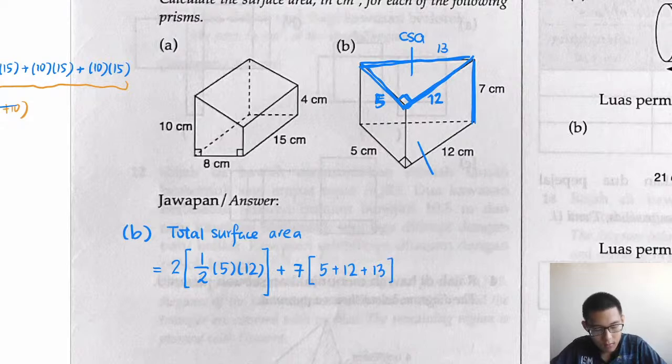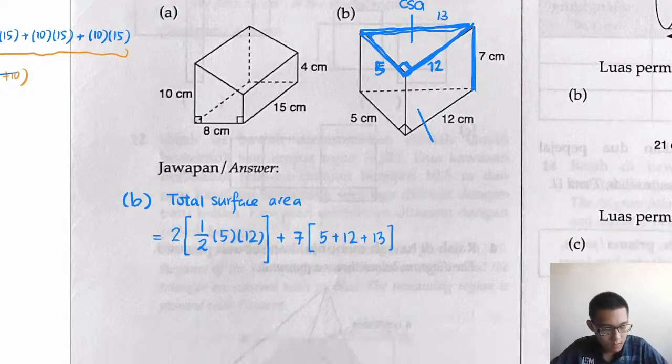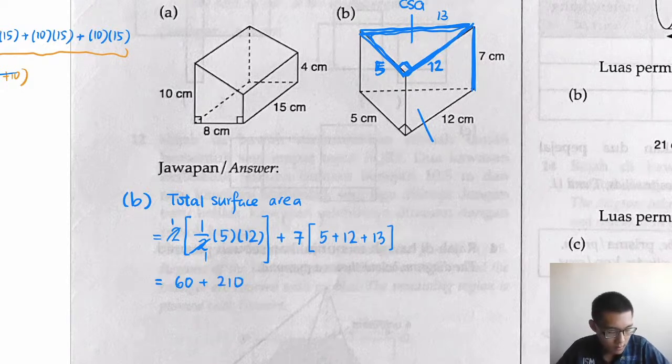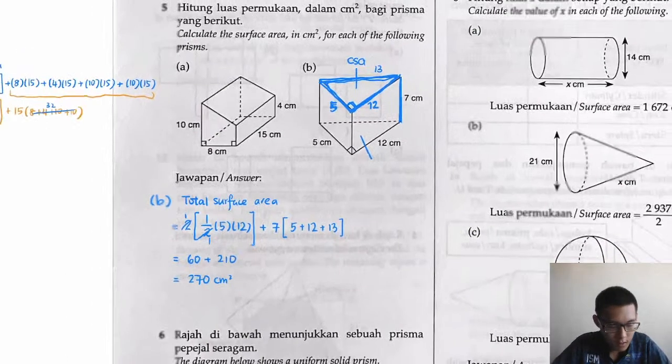Okay, can you see this one, the sum of these three sides? So we just use it quickly, in a quick way. So half of 5 times 12 is 30, plus 5 plus 12 plus 13 is 30. 30 times 7, 210. So finally we get the answer 270 cm square. So this is the B answer.